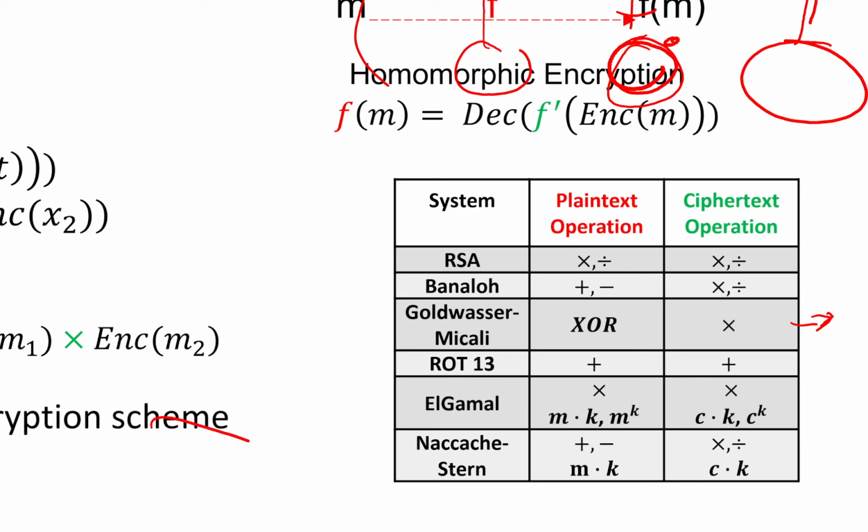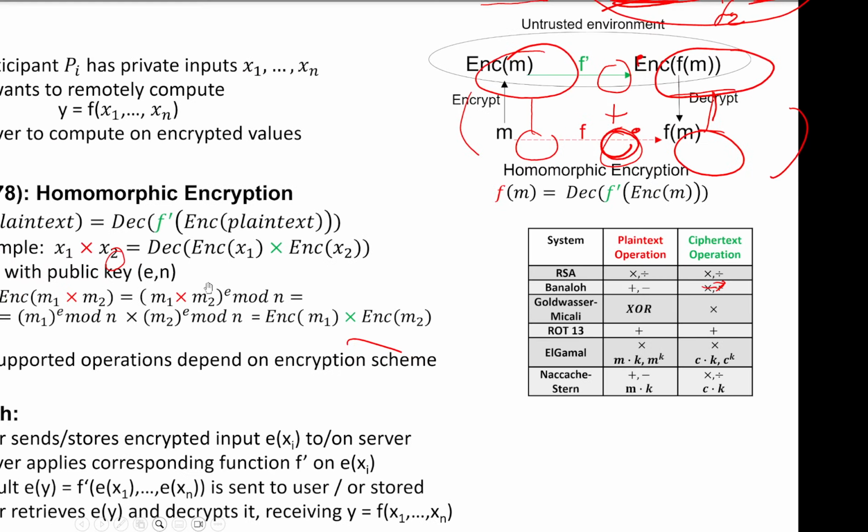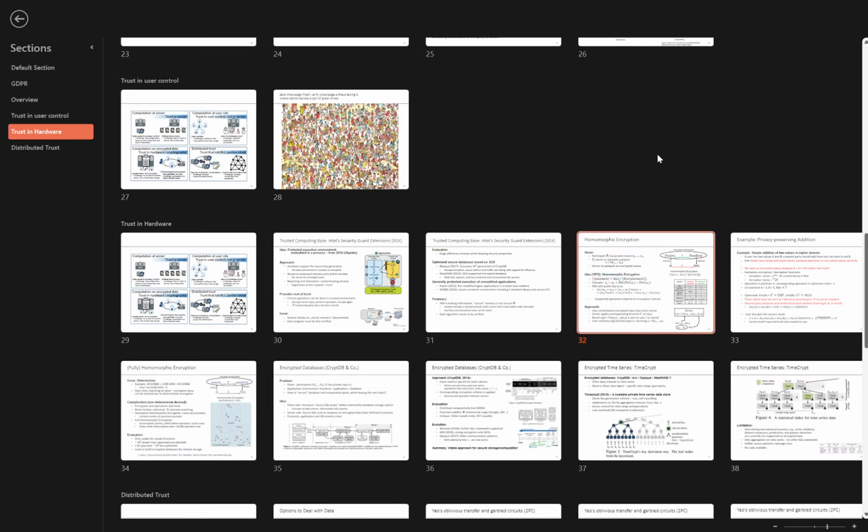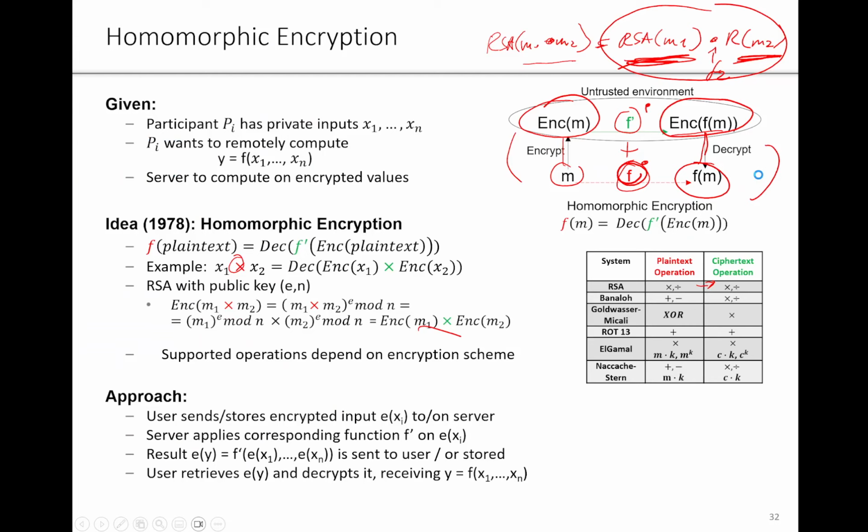So typically, you have to check what the actual encryption operation is, how it deals with the associative rule, and what the corresponding operation is at least.